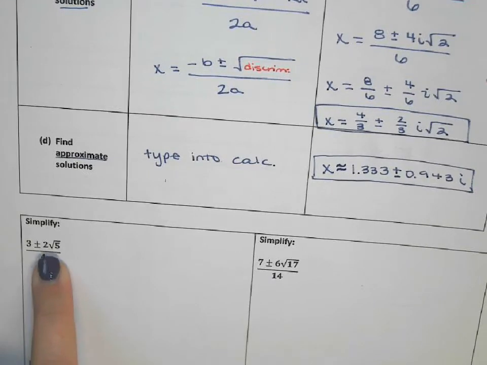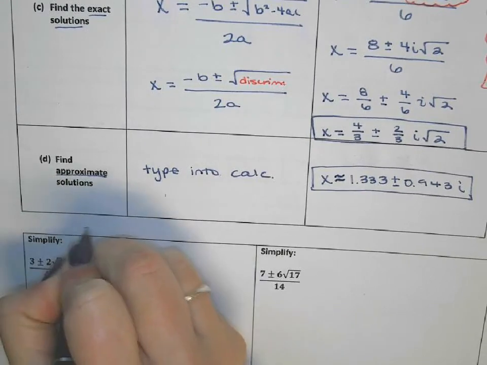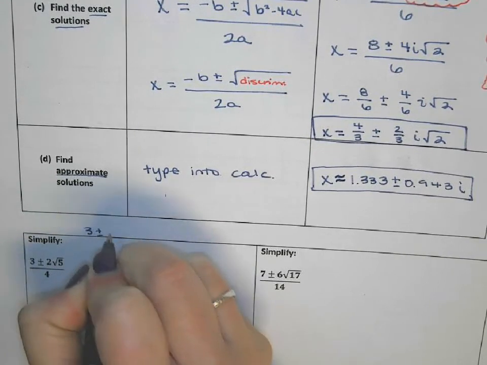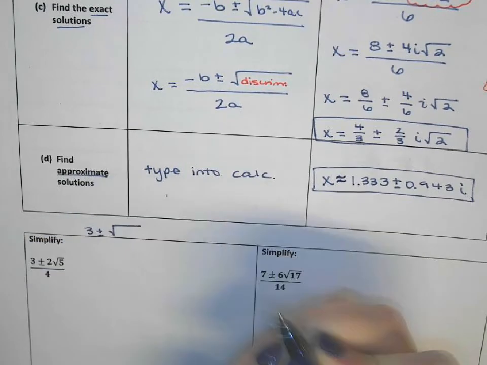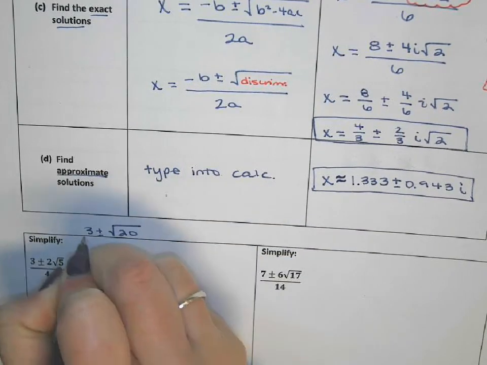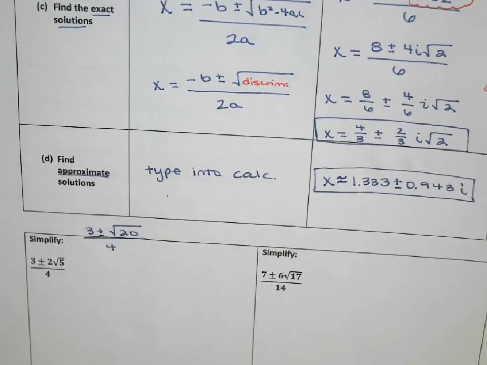Are we okay with how I would have gotten 2 square roots of 5 there, the simplifying on scrap paper, or do you want me to go back one more step so I can show you the scrap paper part too? I can go back the one step, yep. So this one would have started out as 3 plus or minus the square root of 20 over 4.